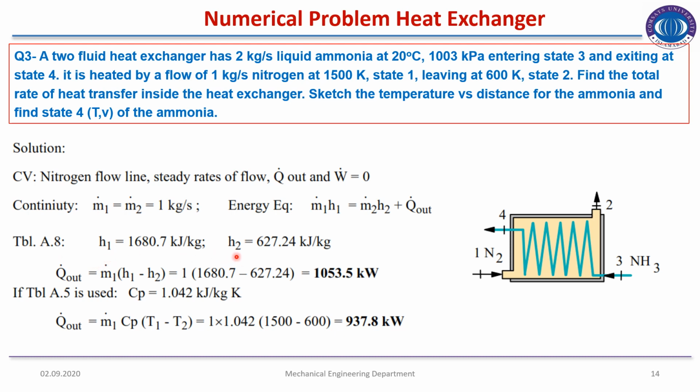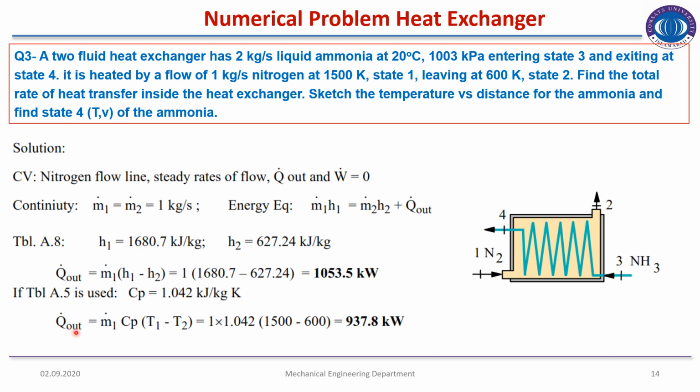H1 and H2, these are the enthalpies of nitrogen. So you will find these values at the end of your book. Against the temperature values you will find the values of enthalpies. So you will find the heat transfer rate, that is mass flow rate of nitrogen times enthalpy at the inlet minus enthalpy at the exit of nitrogen. Enthalpy values are found at the end of your book. So when you insert the values you will find the heat transfer rate of nitrogen.